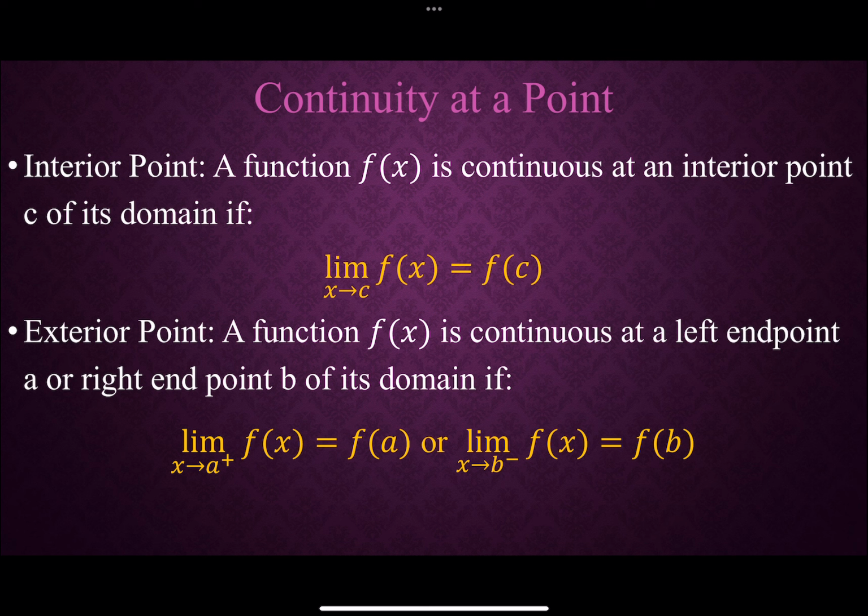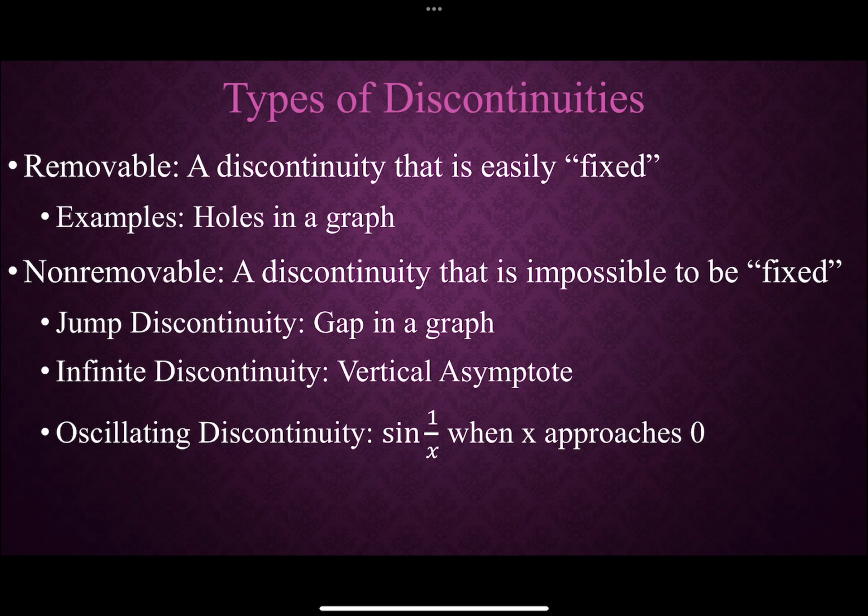Now, an exterior point, this is important because sometimes the graph does not just go off to infinity in the positive or negative directions. Sometimes it starts at 10 or 8 or whatever. So a function is continuous at a left endpoint a or a right endpoint b if the limit as x approaches a of f of x equals the value of f of a, or the limit as x approaches b from the left of f of x equals the value of f of b. So the idea is it can't start or end at a hole or a vertical asymptote. It has to have an actual distinct point there, then it would be continuous on the left or right side.